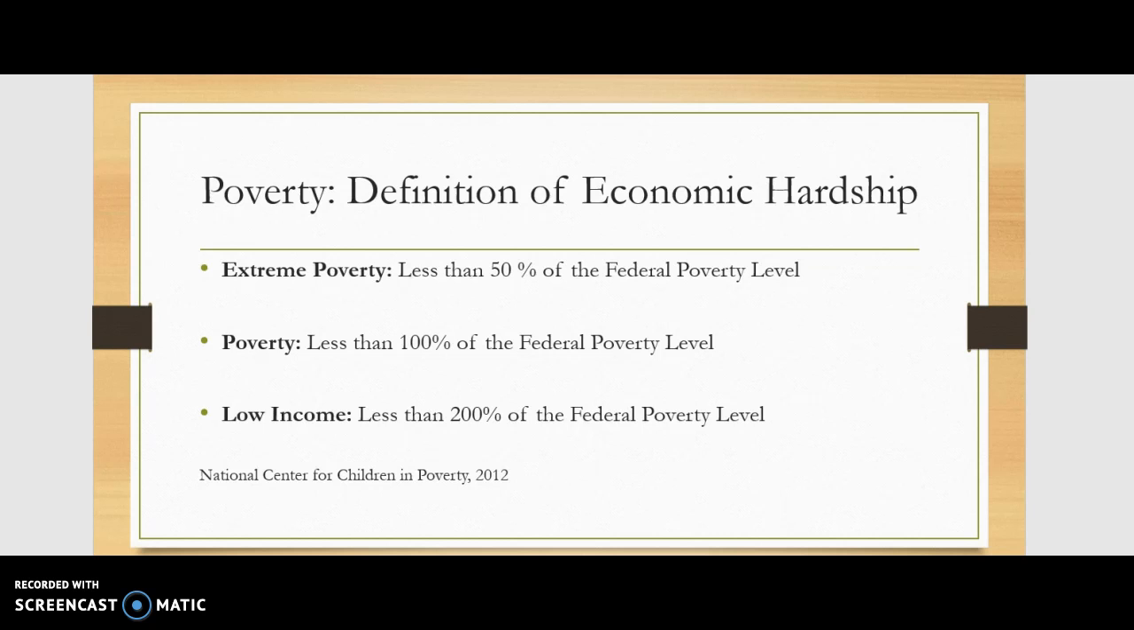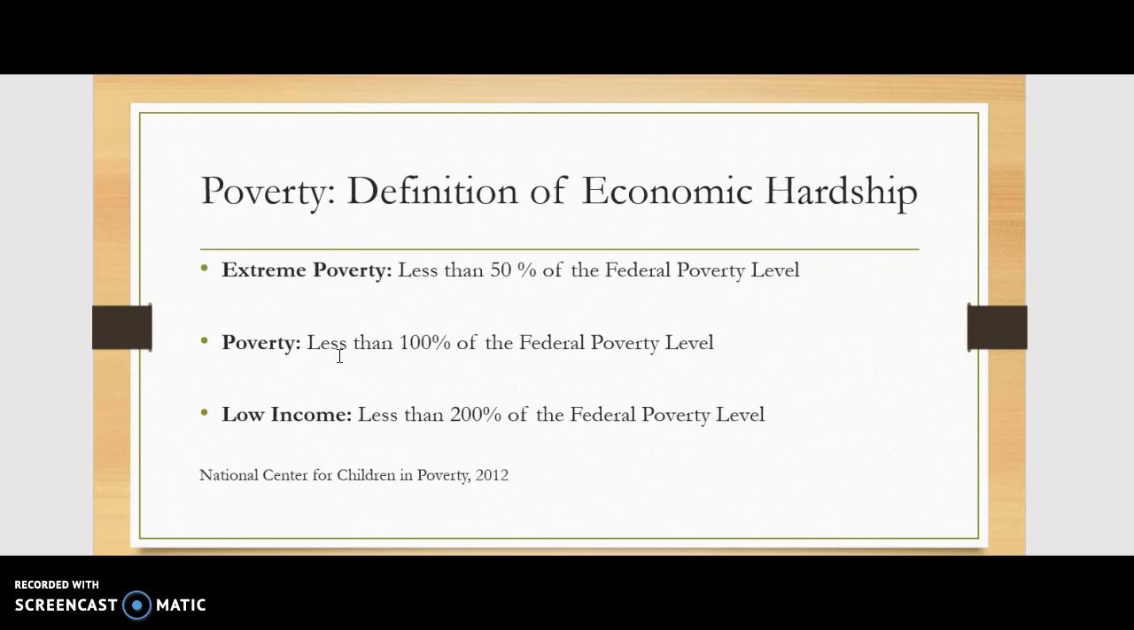According to the National Center for Children in Poverty 2012, and this is back in 2012, so it's not as recent, their definition of economic hardship under extreme poverty, less than 50% of the federal poverty level, is considered extreme poverty. Poverty is going to be less than 100% of the federal poverty level, and low income is going to be less than 200% of the federal poverty level.